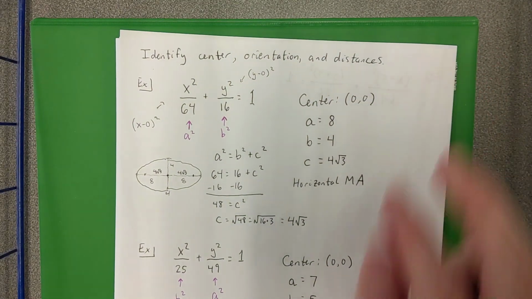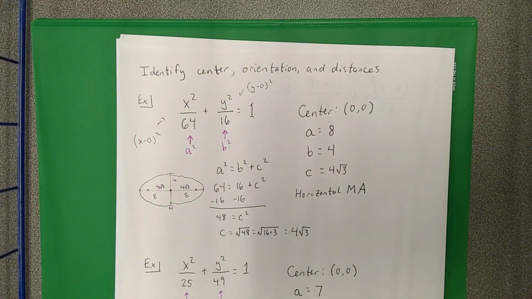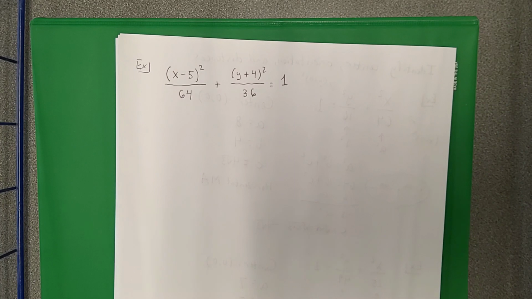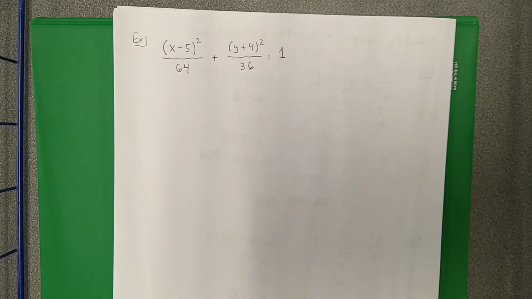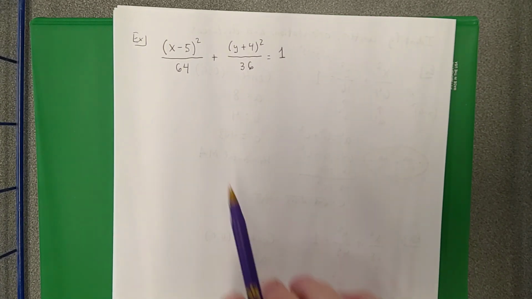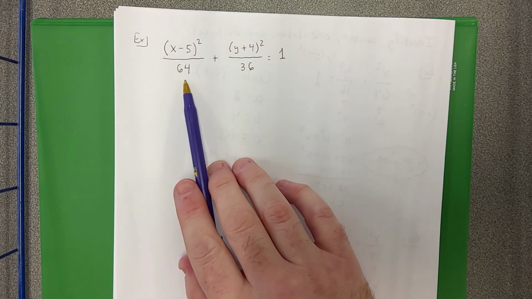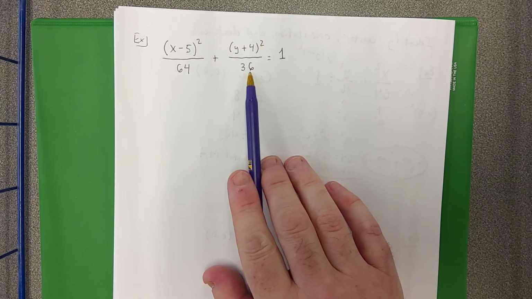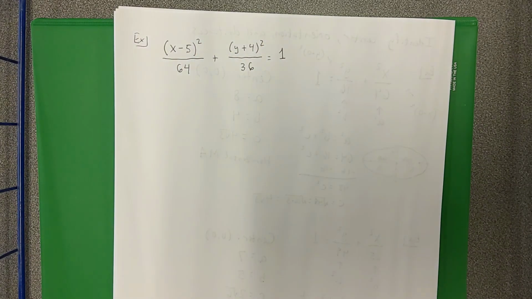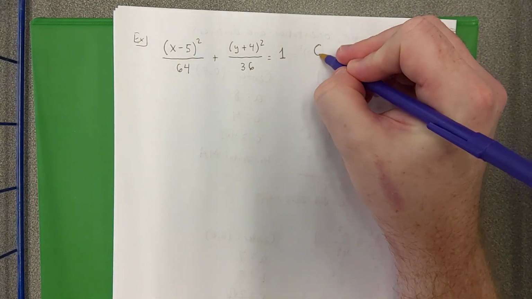Finally, one more example, because we've had 2 back-to-back examples where the center was at the origin. I submit to you this one. This one will be a little bit more complicated. Here we have x minus 5 quantity squared over 64 plus y minus 4 quantity squared over 36 is equal to 1. Once again, we'll start with the center.